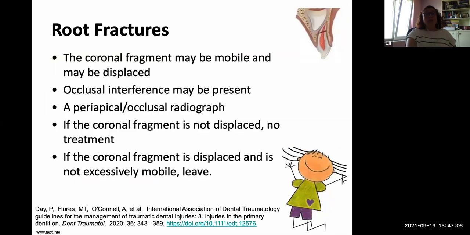In root fractures, the coronal fragment might be mobile and may be displaced. Occlusal interference may be present. So we need to take a radiograph. If the coronal fragment is not displaced, or if it is displaced but not excessively mobile, we need no treatment. We may leave it as it is.